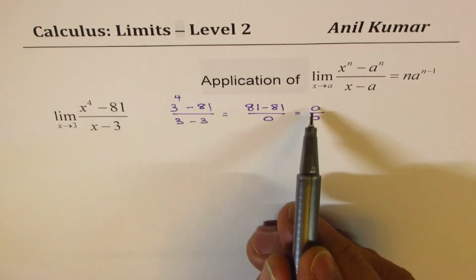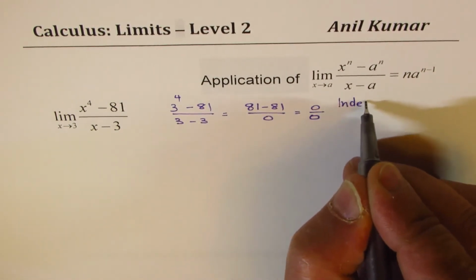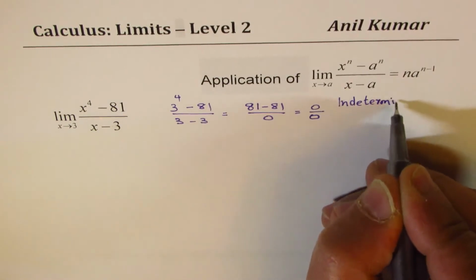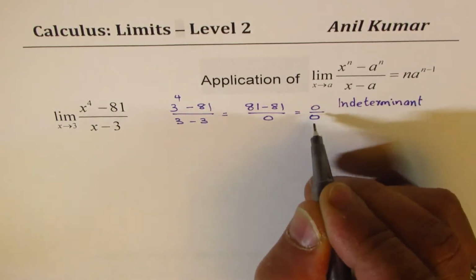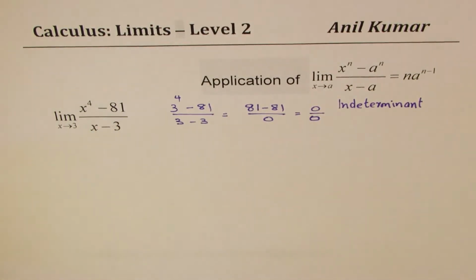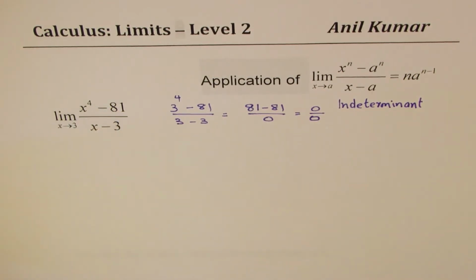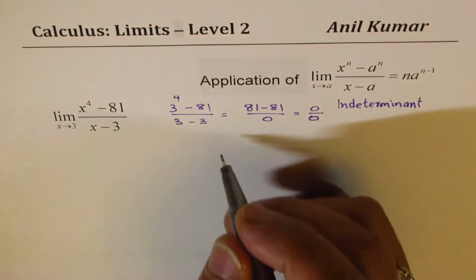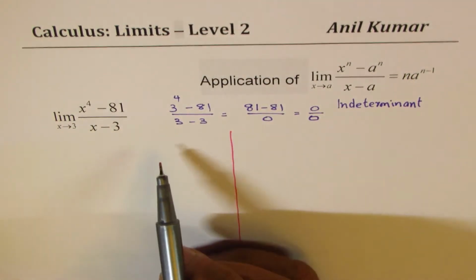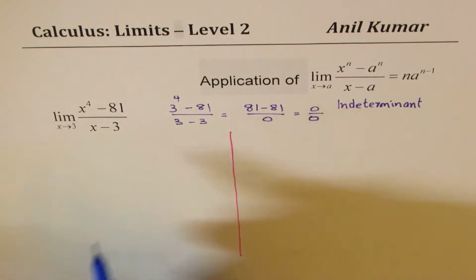So whenever you are at this stage, you know it is an indeterminate form. And it also signifies that there is a common factor x minus 3 in the numerator. So the idea is to factor that out and then solve, right? Now this is a very simple example. So I'll try to show you the solution in two different ways. And then we'll understand how useful this formula is, right? So the first way, of course, is factoring.